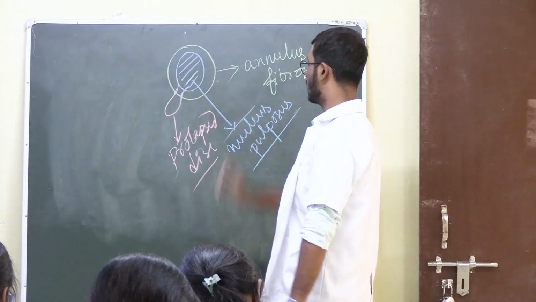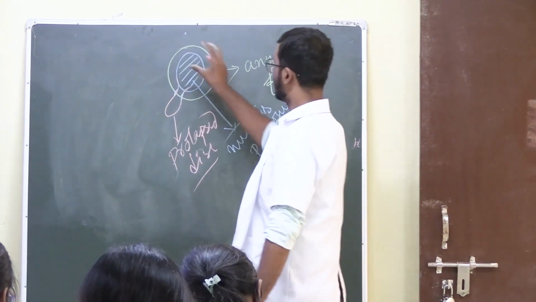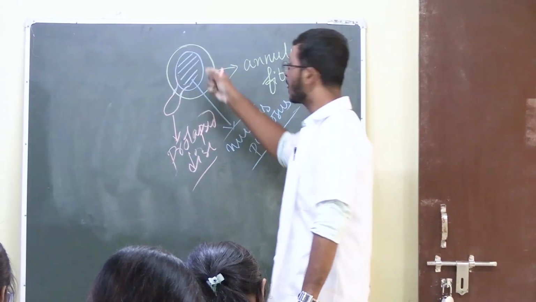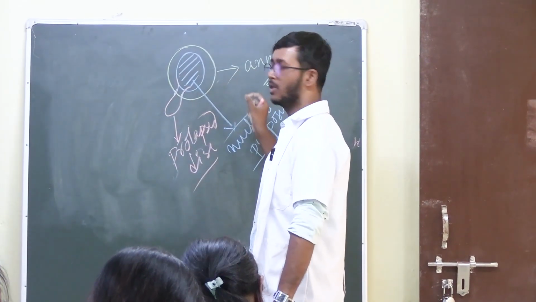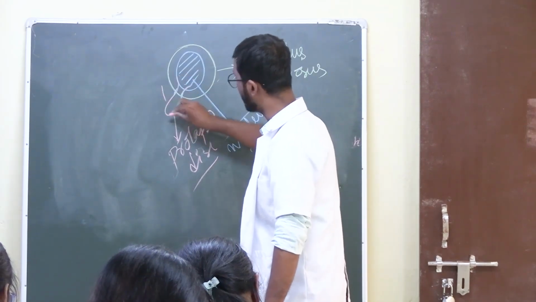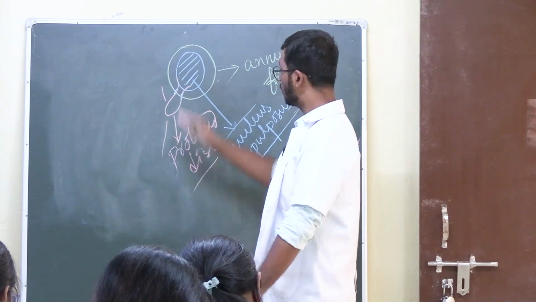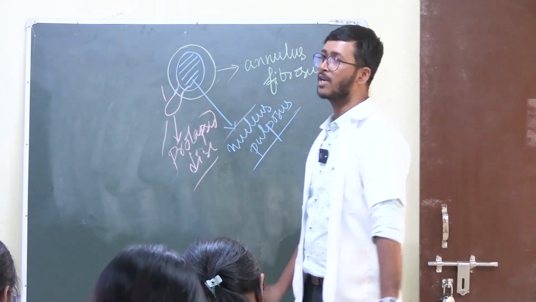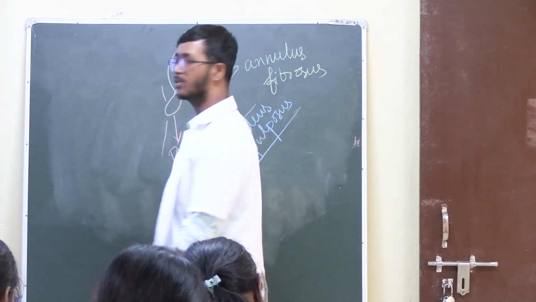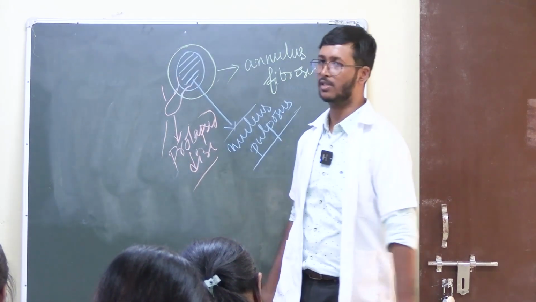This prolapsed disc, what does it do? Along the sides of the spinal cord and vertebra, the spinal nerves come out. So this prolapsed disc compresses the spinal nerve. Due to compression of the spinal nerves, pain occurs. Usually this prolapsed disc occurs at the lumbar vertebra region.